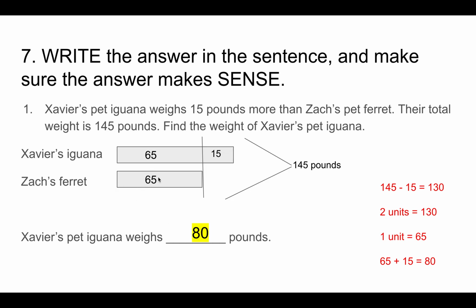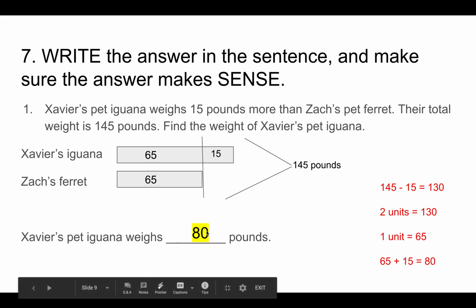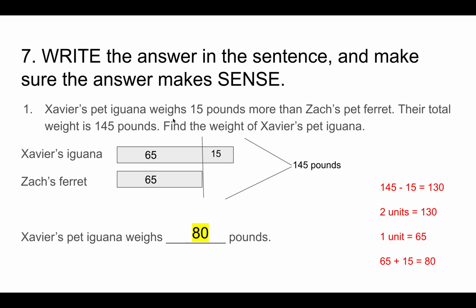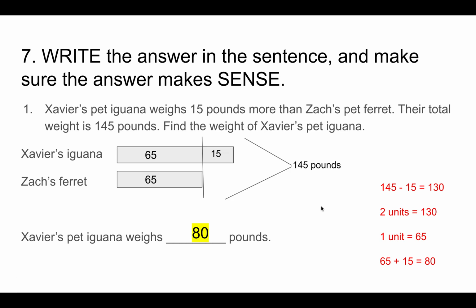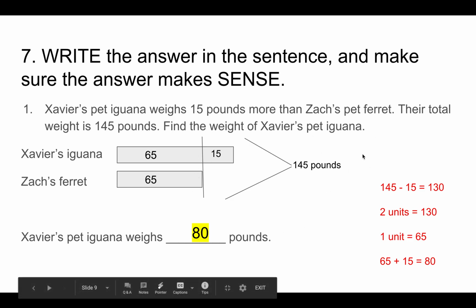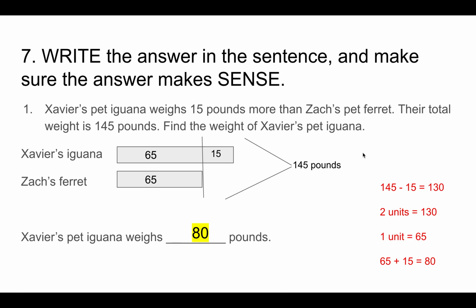Zach's ferret weighs 65. Okay, well that makes sense because Xavier's pet iguana is supposed to weigh more. 65 plus 15 is 80. So Xavier's pet iguana weighs 15 pounds more than Zach's pet ferret. So that makes sense. So in the end, Xavier's pet iguana weighs 80 pounds. So your problem in your book for number 1 should look something just like this. That's how we answer the problem using the 7 steps of model drawing.